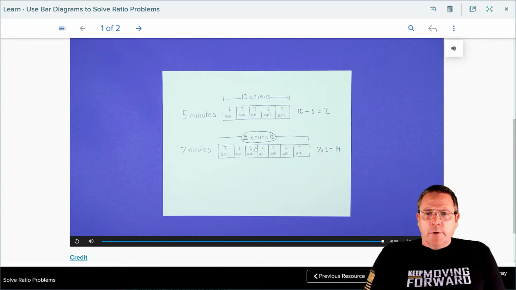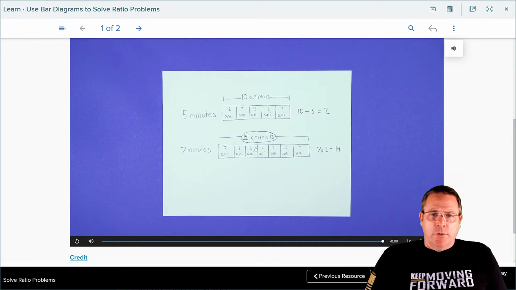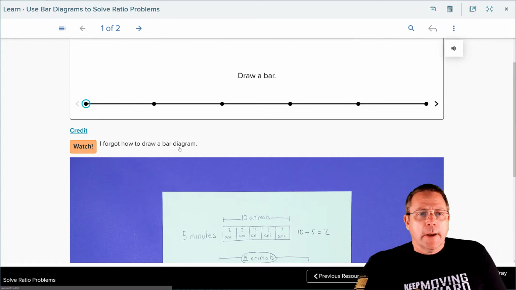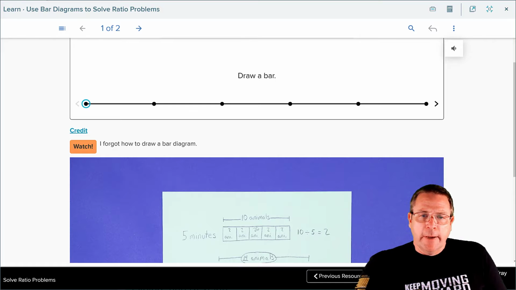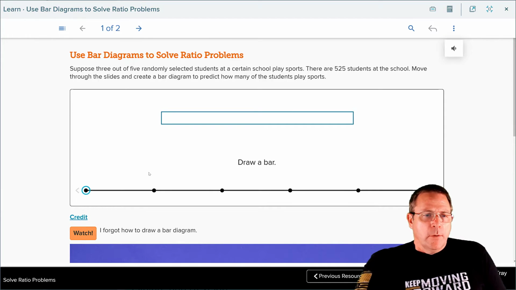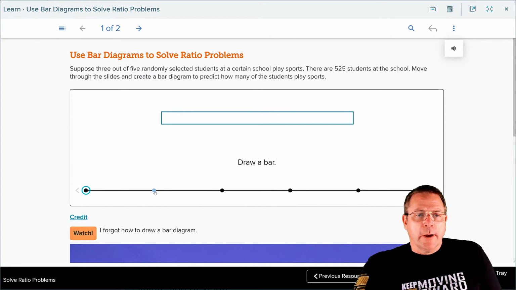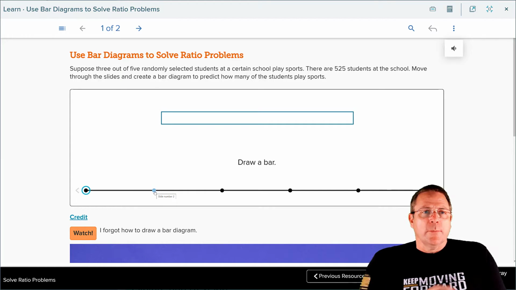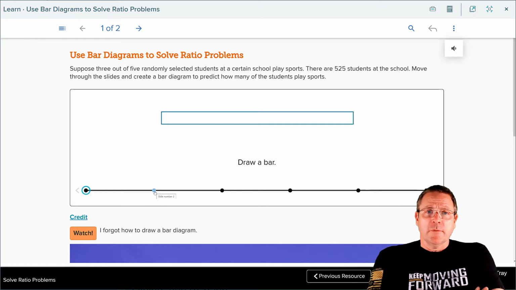Alright, that's a really well done video to show you how you can use the bar diagram in order to find out a new amount. Now we're going to draw our own bar diagram, walking through the slide here. Remember, our original problem said suppose 3 out of 5 randomly selected students at a certain school play sports. There are 525 students in the school, and now we're going to find out how to predict how many students play sports.